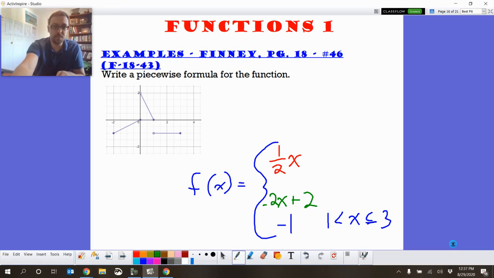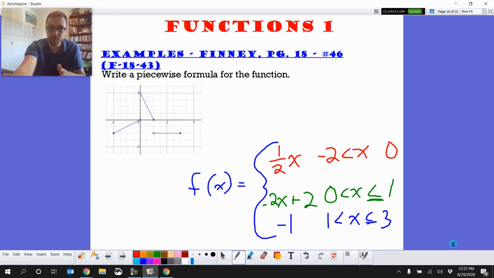Our next one is between 0 and 1. At 0, we have an open circle, so we're going to leave it without an equal to. But at 1, we have a filled in circle, so we want an equal to. Do that one more time. Our last one is between -2 and 0. Both of them are filled in. Since both of them are filled in, we're going to give both of them equal to's.